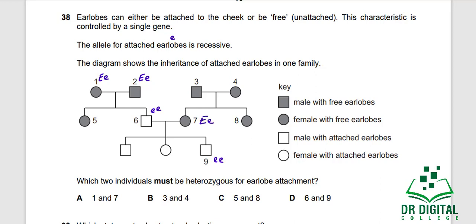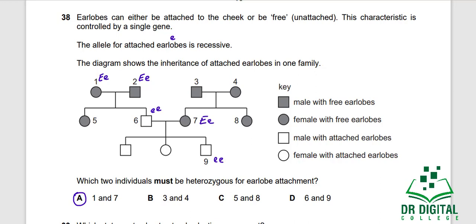capital E small e, because 9 must have got one small e from his mother and one small e from his father. So individual 7 must be heterozygous. So 1 and 7 is the option. So the correct answer for question 38 is A.